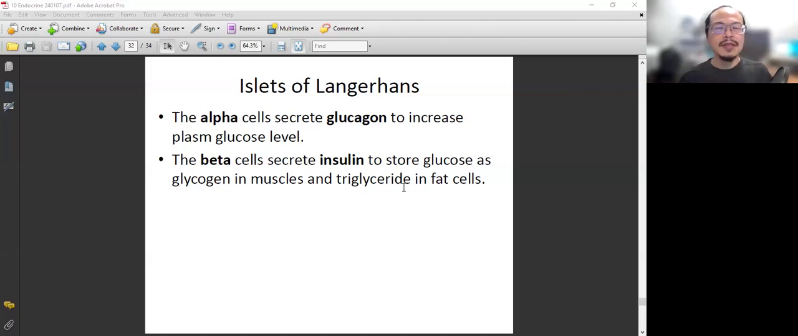In the pancreas, these two groups of cells, alpha cells and beta cells, produce glucagon and insulin. So location and function: where are they from?